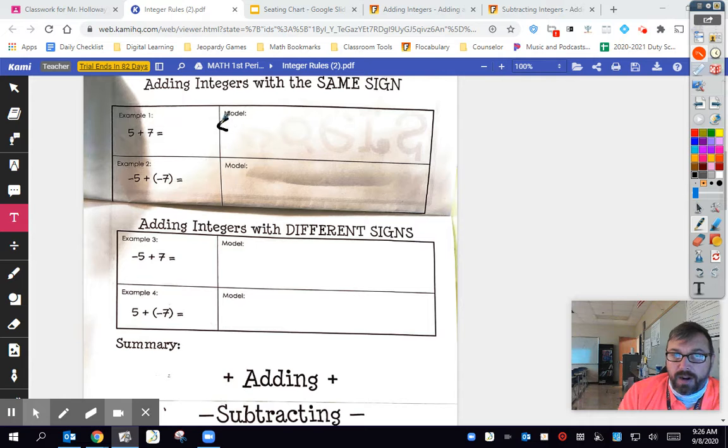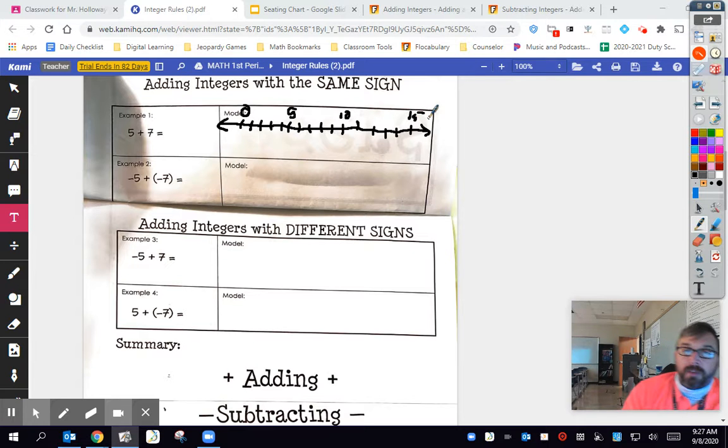So we're going to draw our model, and in this case, we're going to do the number line. Now we have no negative numbers here. So because we have no negative numbers, we're just going to start at 0. 1, 2, 3, 4, 5, 6, 7, 8, 9, 10, 11, 12, 13, 14, 15. 15 should be plenty for what we're doing.